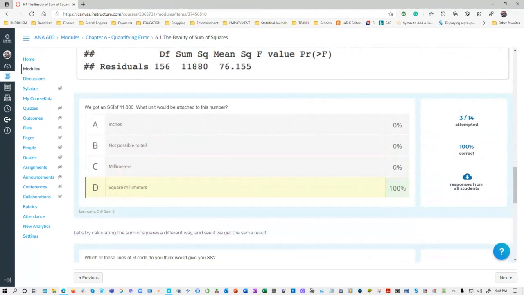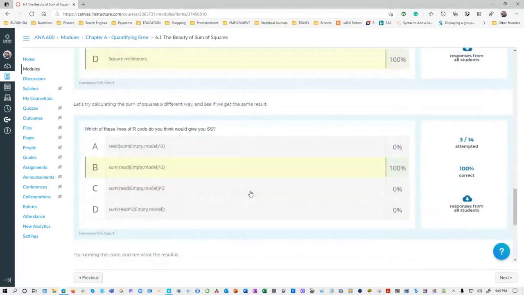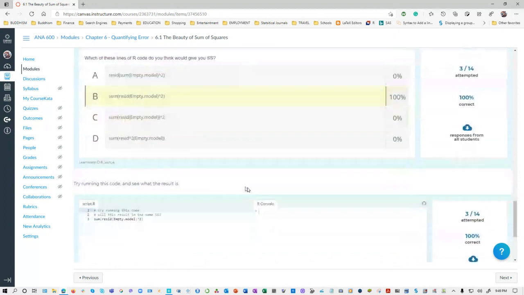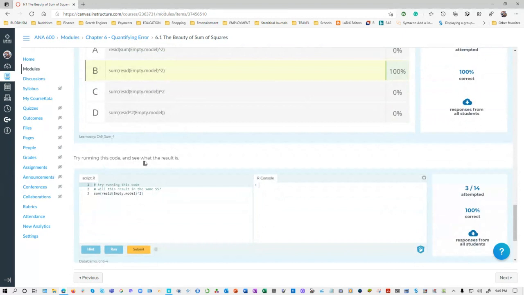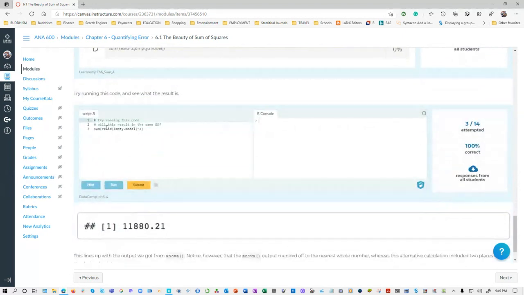SS here means SSR, or SSD or SSE, I made it very clear. What unit would be attached to this? Square millimeter, because it has been squared, it's very clear. Which of these lines of R code do you think would give you the SSR? We already talked about that one, another way of doing that. Try running this code and see what the result is. Will this result in the same answer?